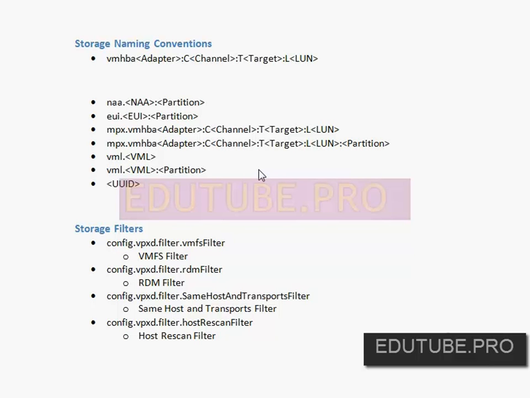Before we get there, however, what I do want to spend some time on is taking a look at the different storage naming conventions that are now available in version 5. Some of these are brought over from version 4, but originally in ESX version 3, it used predominantly the VMHBA naming convention with the ACTN lexicographical convention here that identifies the adapter, if there is more than one channel, if there is more than one target associated with that, and then what LUN.